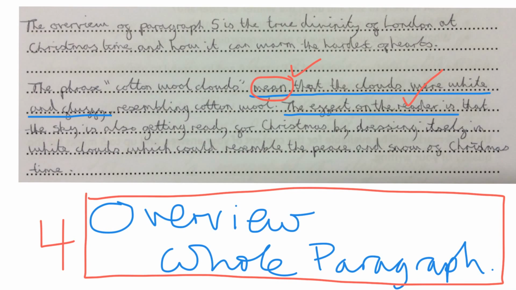It's an A-star answer to that overview, and so this candidate just needs seven more like this, three more from this paragraph and four from the other. So hopefully that's given you a real insight into what you need to do to get 100%.